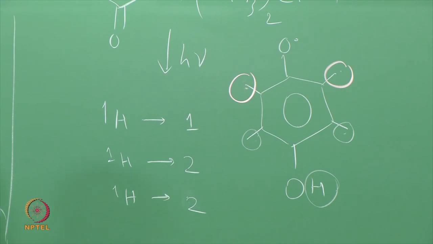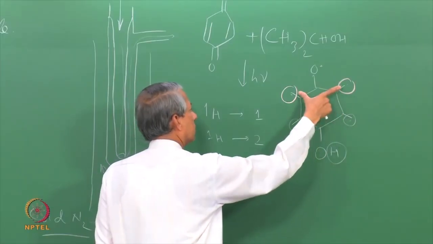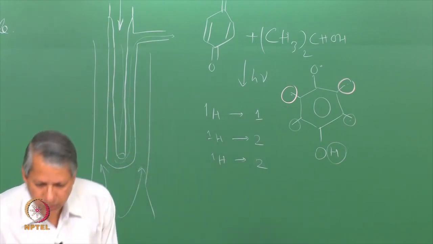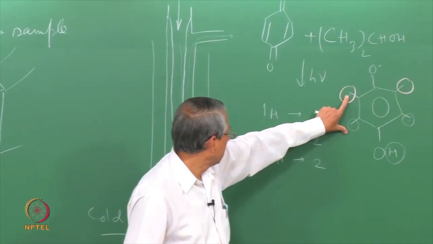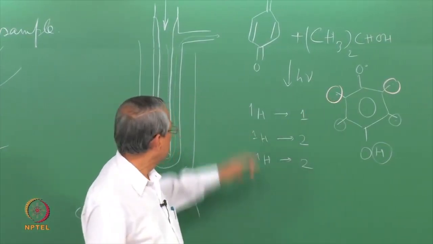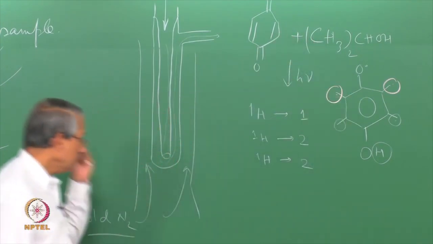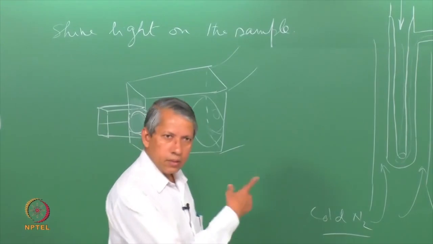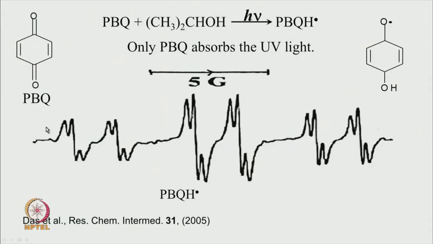Here, the coupling constant due to one pair is quite different from the coupling constant of the other one. So, that is the way the spectrum looks. This definitely shows that the radical must be the same. This is the only possible radical that is consistent with the spectrum, and knowing the chemical nature of the reactants, nothing else can possibly give rise to a similar EPR spectrum. So, the observation is very definitive.